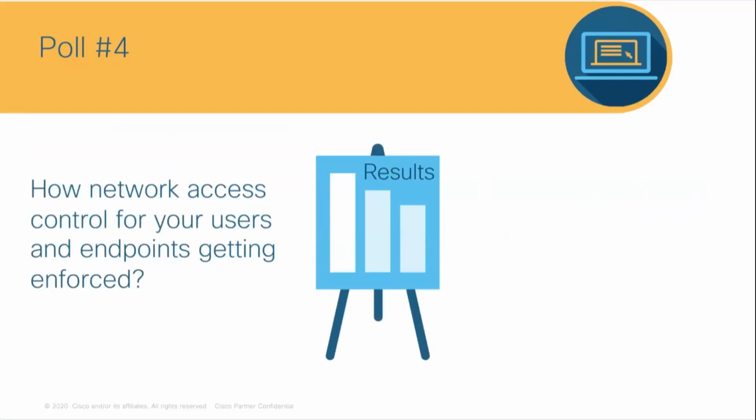So let's see, it looks like the leading response for the question of how network access control for your users and endpoints is getting enforced is through ACLs. And the next option, very close to that, is group identity TrustSec based, with just a few folks marking no access control in place or not sure currently. So that's good. I think that's pretty good feedback, wouldn't you say? It is. It is very good feedback to see so many people actually applying TrustSec and group identity-based policies. It's good to hear, actually.